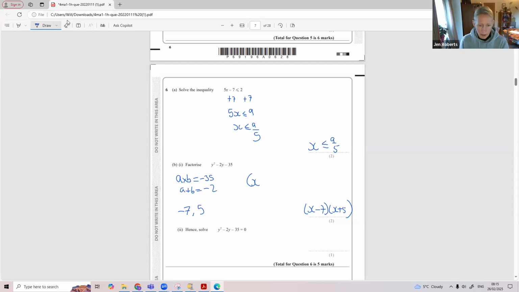They want us to use the answer to solve this. So we've already factorised it. This bracket multiplied by this bracket gives 0. So either bracket is equal to 0. If that first bracket was equal to 0, y would be 7, right? 7 take away 7, 0. And if this second bracket is equal to 0, y would be minus 5. So those are your two answers, 7 or minus 5.